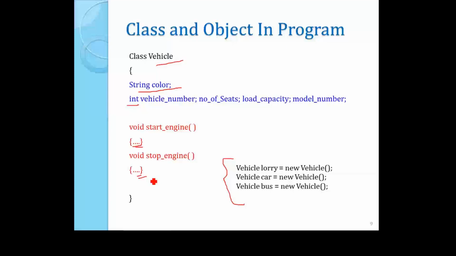Now, using lorry, I can access all the parameters. And using car also, I can access all the parameters. And using bus also, I can access all the parameters. So this is how class and objects exist in the real world.